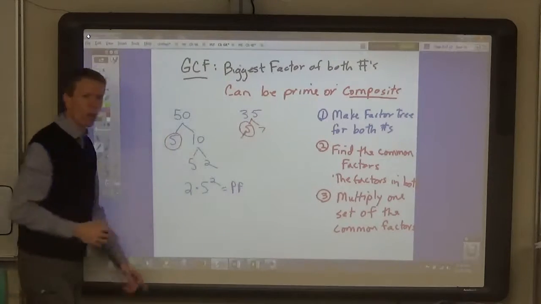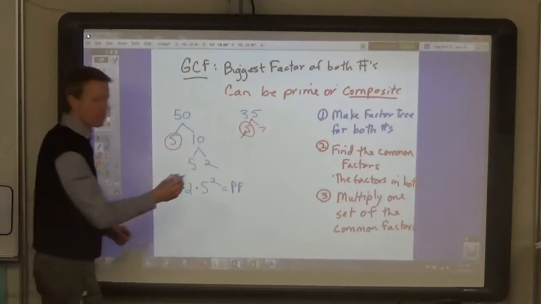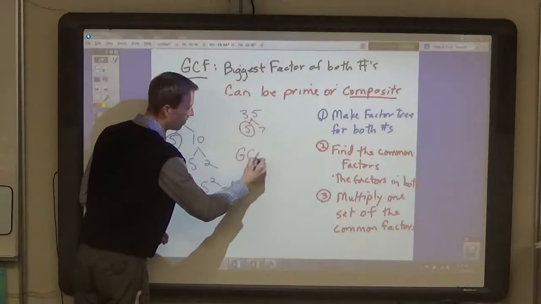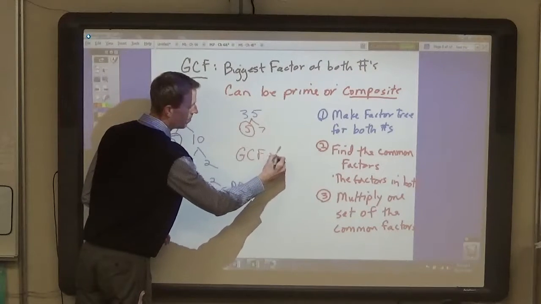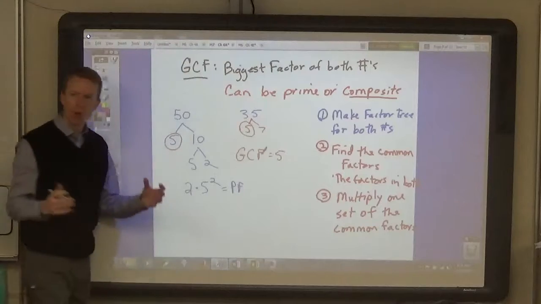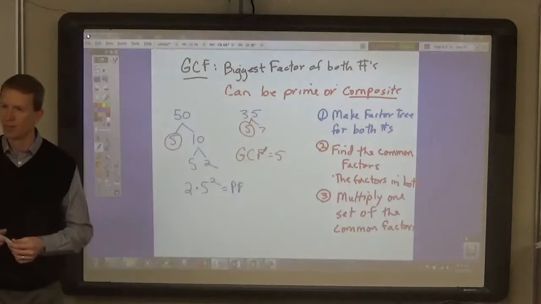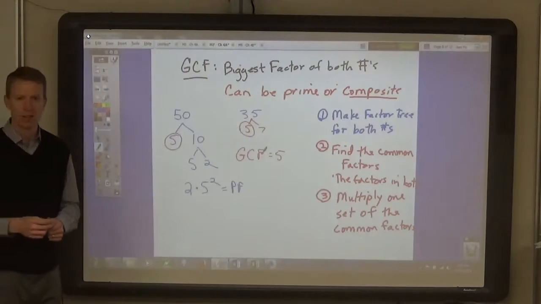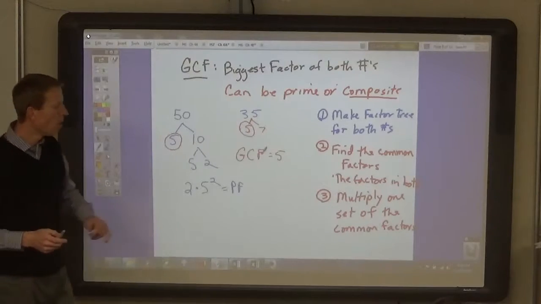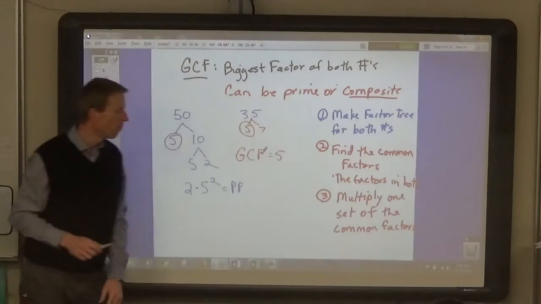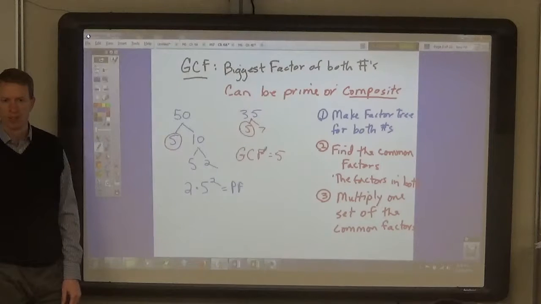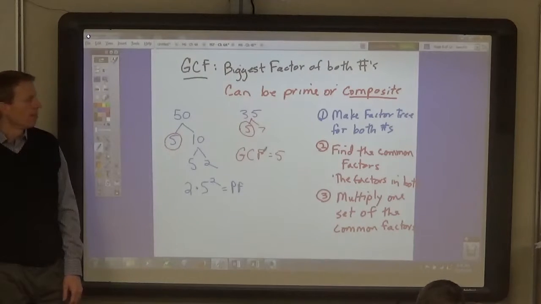If there's only one number that's in both numbers, then that is the greatest common factor. If there's more than one, then you'd multiply those together. Okay? You'd multiply one set of the common factors.